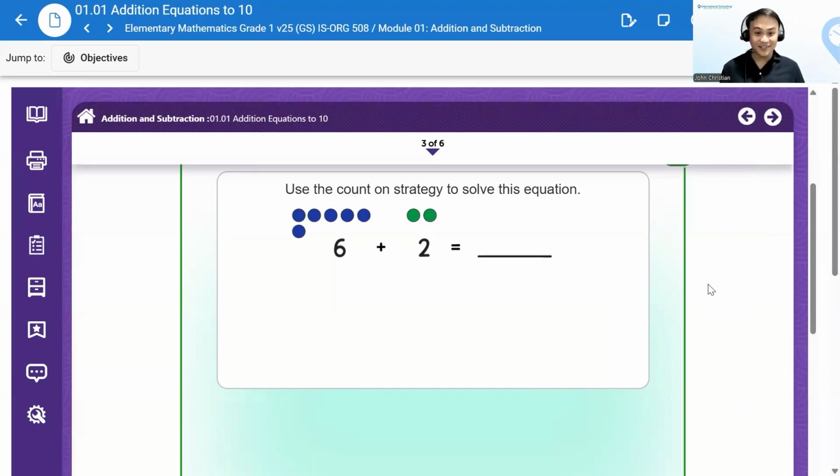So what is your answer? Very good, 8. So how are we going to use the countdown strategy? Where should we start? From number 6 or from number 2? So from 6, we're going to add 2. 6, 7, 8. Very good, little mathematician.